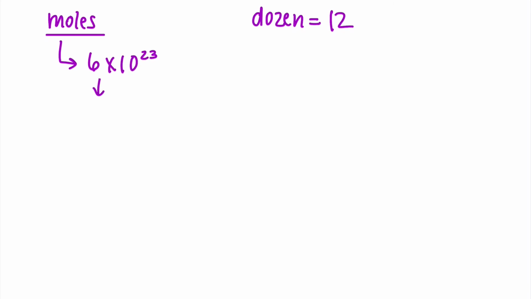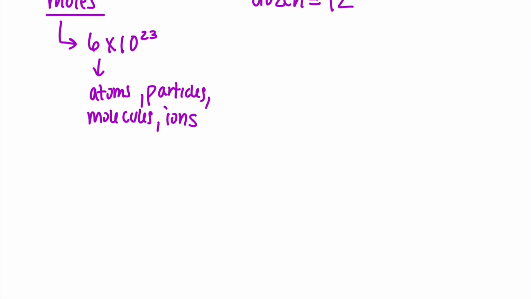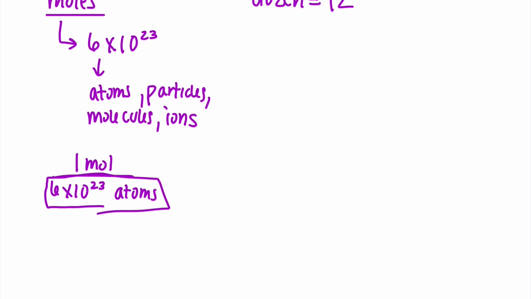So this could be atoms, particles, molecules, ions, etc. This is another conversion factor. 1 mole is equal to 6 times 10 to the 23 things like atoms. And anytime you have 6 times 10 to the 23 of something, that is equal to the molar mass. So that is another conversion factor to add to your repertoire.